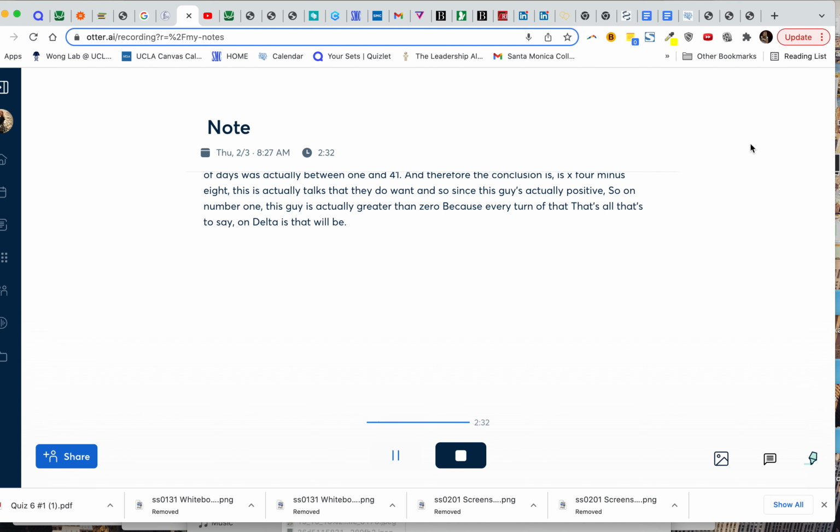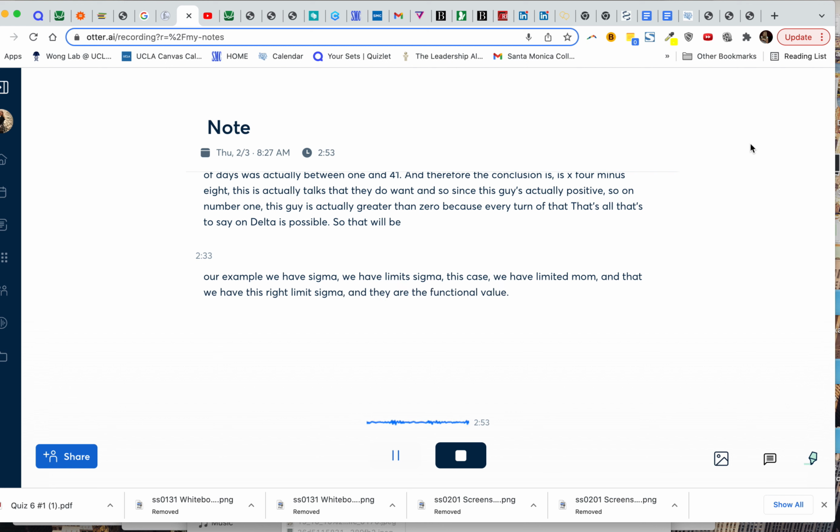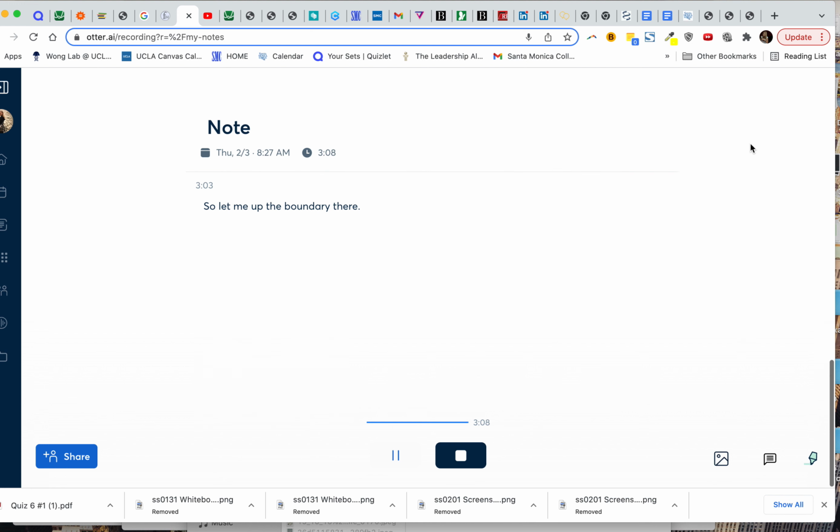Okay? So now let's look at example 2. We have limit sigma, the function value times delta x. In this case, will the number 2 integral be positive or negative? Let me put a boundary here. Will that be positive or negative? Note that this is from 1 to 2.